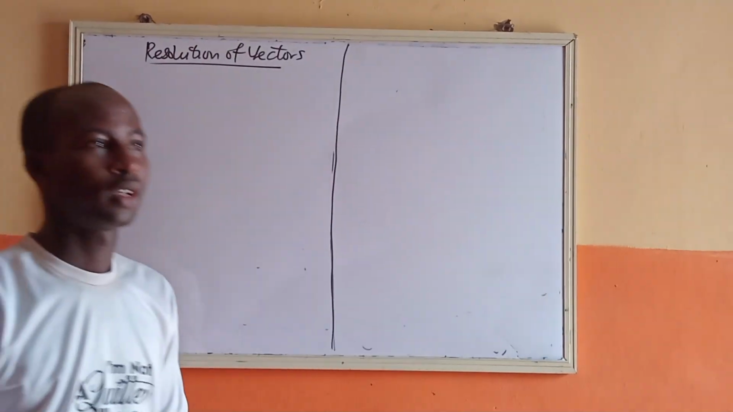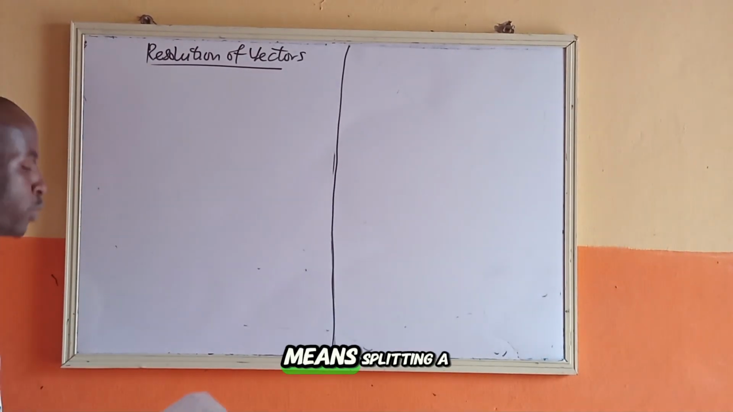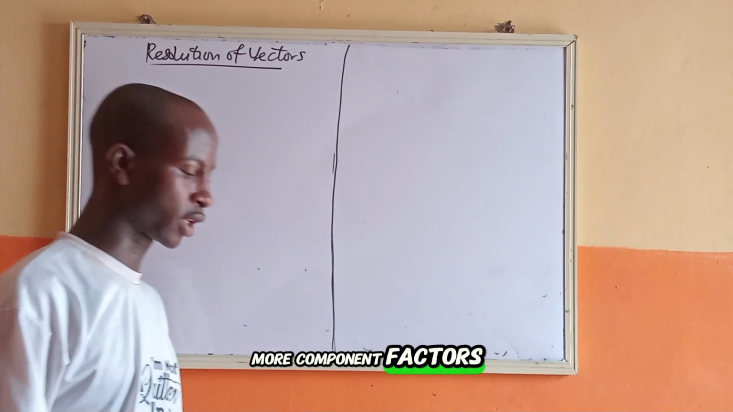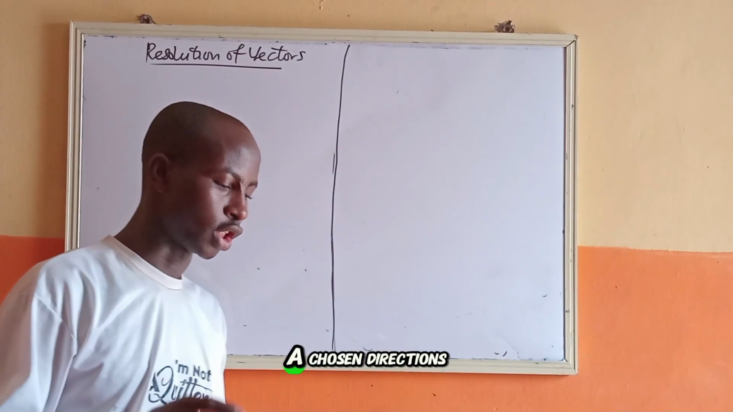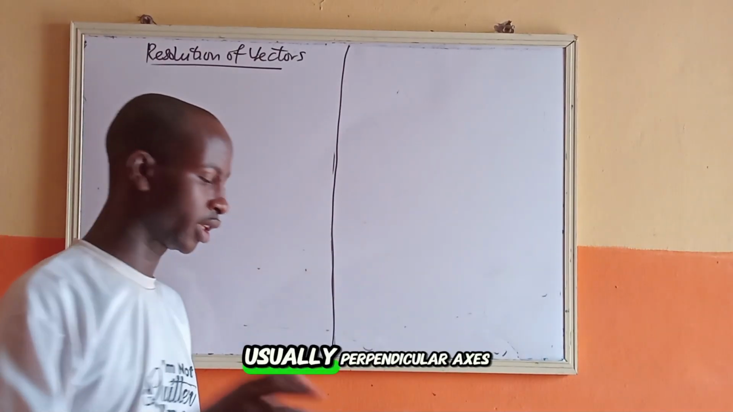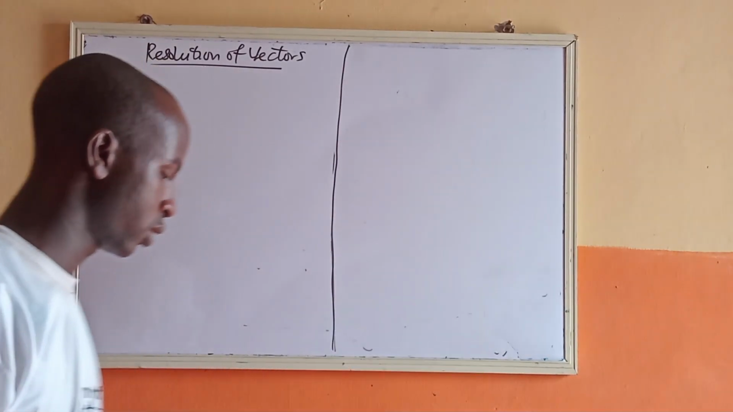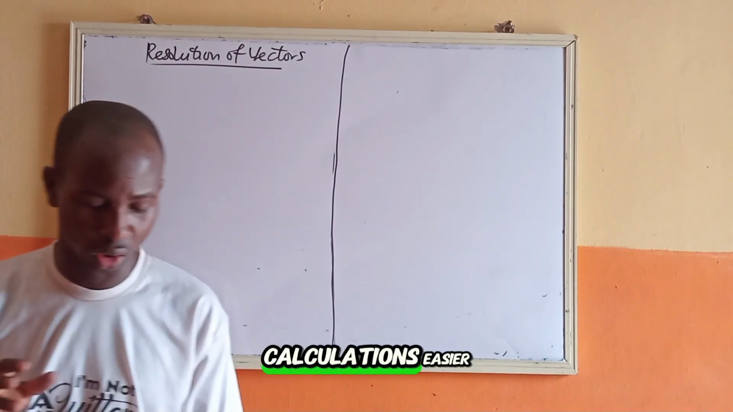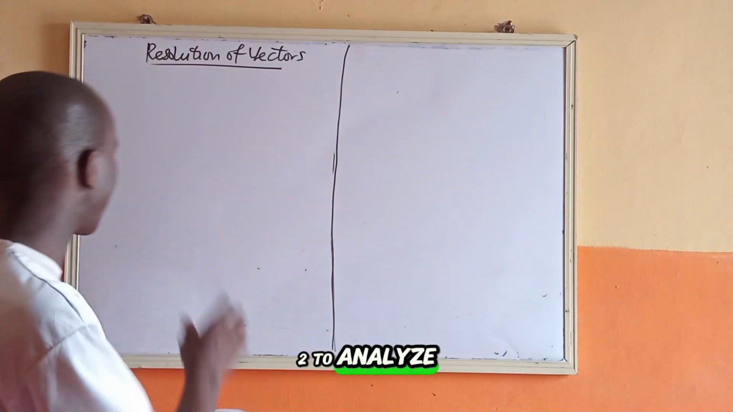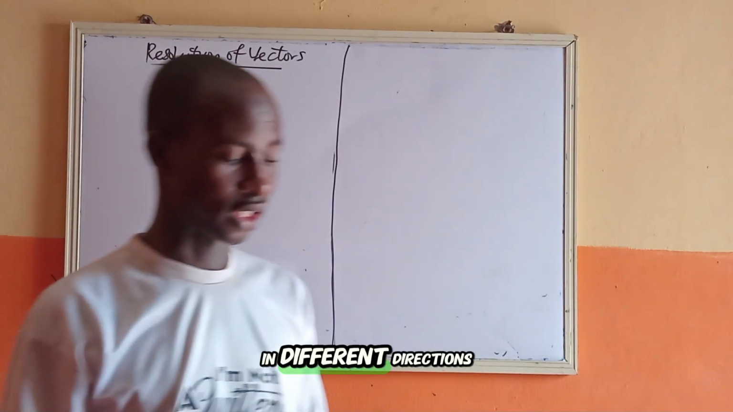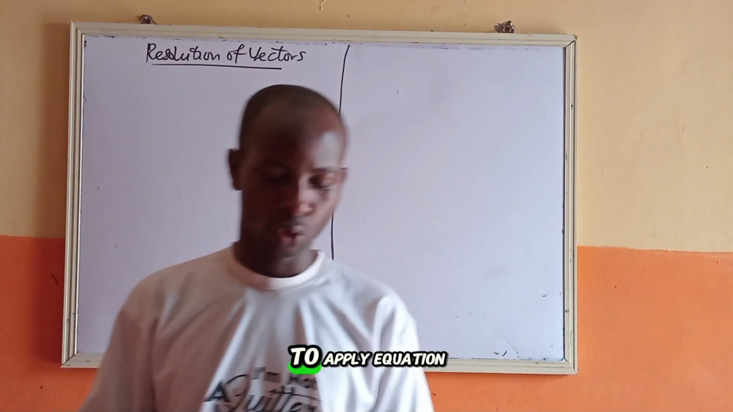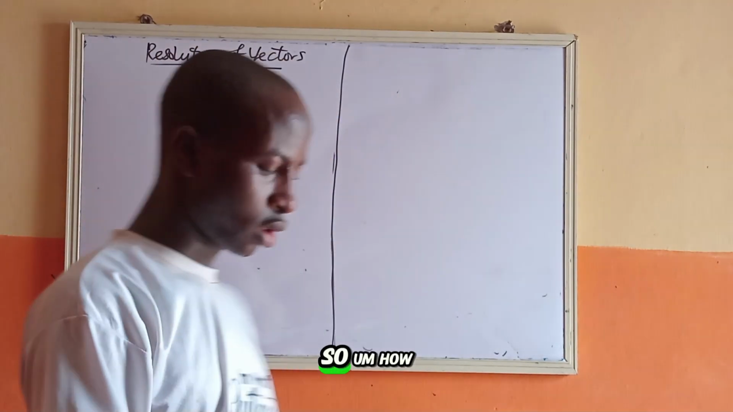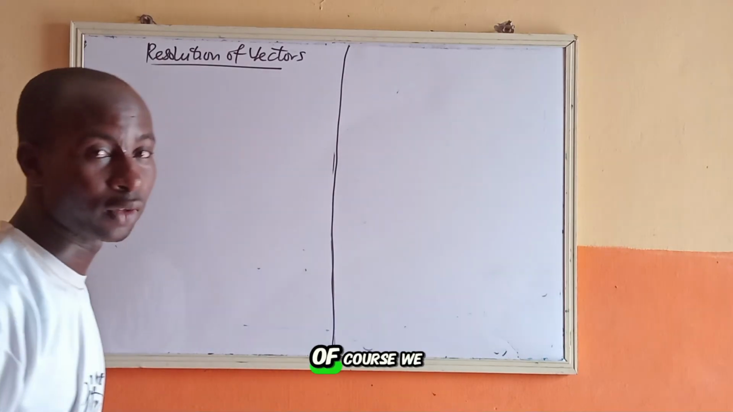Resolution of vectors, as I've said, means splitting a single vector into two or more component vectors that act along chosen directions, usually perpendicular axes. Why are vectors resolved? One, to make calculations easier. Two, to analyze motion or forces in different directions, and also to apply equations separately in each direction. So, how many directions do we have? Of course, we have just two.